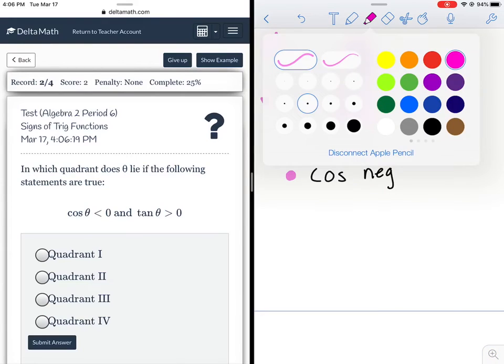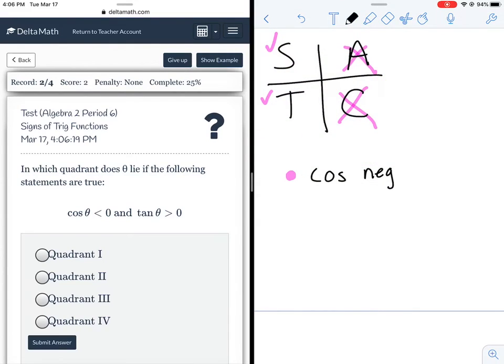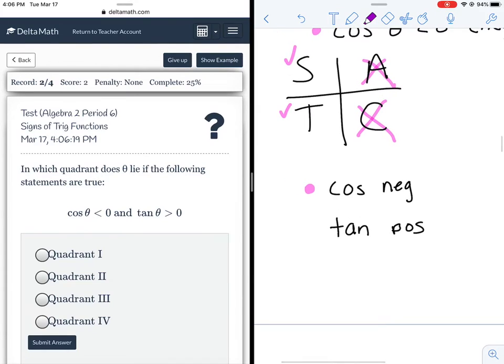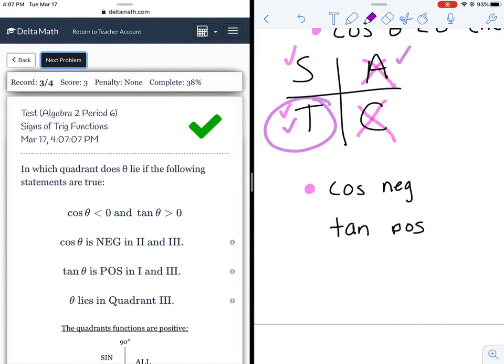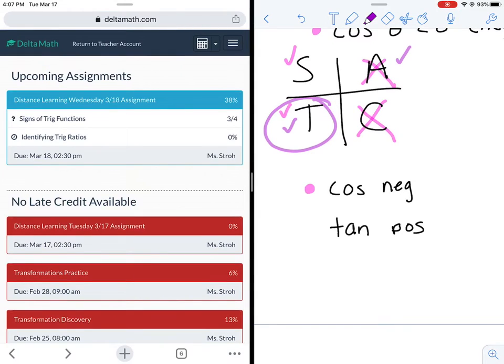And then I also want to figure out where tangent is greater than 0. So where is tangent positive? So let's look. Tangent is positive where my big T is, and they are all positive here. The quadrant that has both those scenarios true is quadrant 3. So you're going to complete 4 of those for the first part.